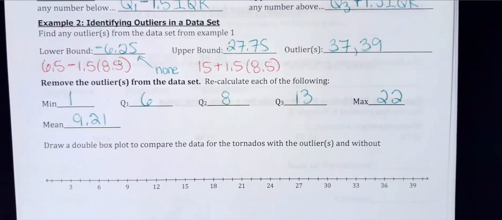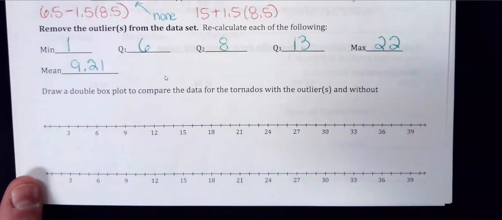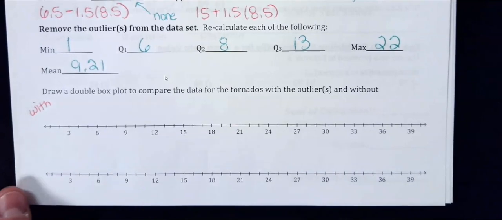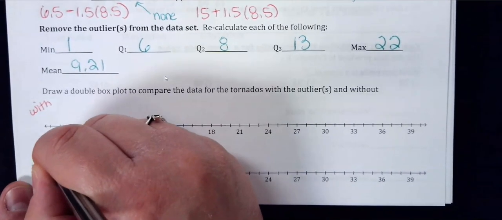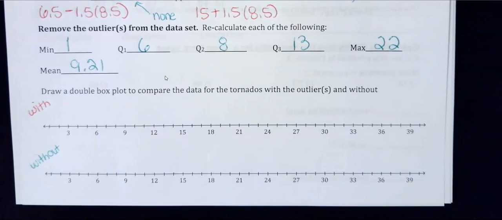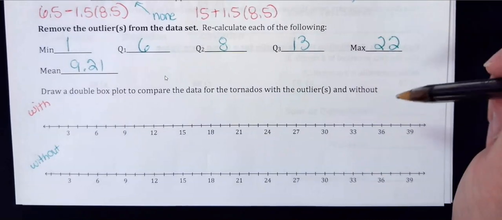So what I'm going to have you guys do, I'm going to draw box plots for both of these, with and without the outliers, just so you guys can see the difference. On the top number line here, I'm going to do it with the outliers included, and on the bottom one, without. You're going to see how those can affect the data. Now, the number line is huge here. It goes all the way across, and it goes by ones.